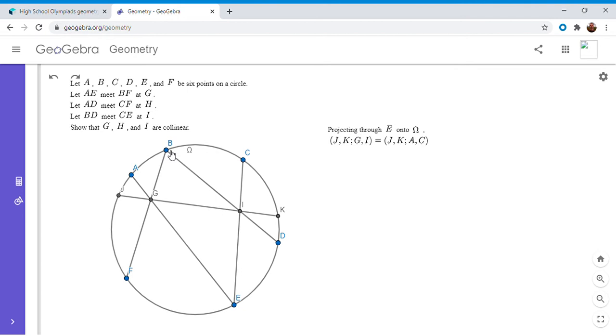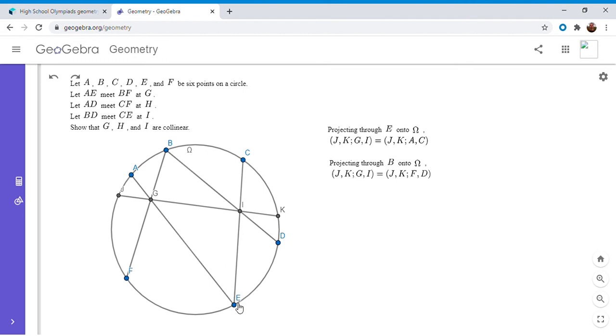Then I can do the same thing with point B. I project those same four points through B onto the circle, and so JKGI is equal to the cross ratio JKFD. So we know that these 2 cross ratios, JKAC and JKFD, have to be equal to each other. Where do we go from here? Well, I claim that if these 2 cross ratios are equal, it really means that the segment JK and AD and CF have to all be concurrent. This is very similar to my last video, and I'm going to prove it in a very similar way.